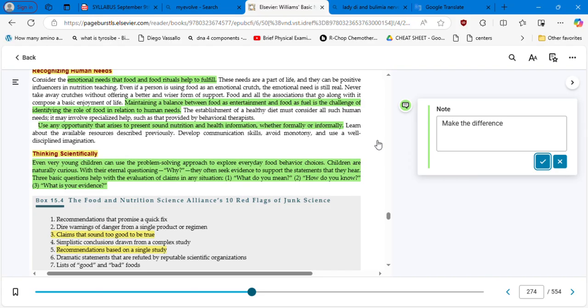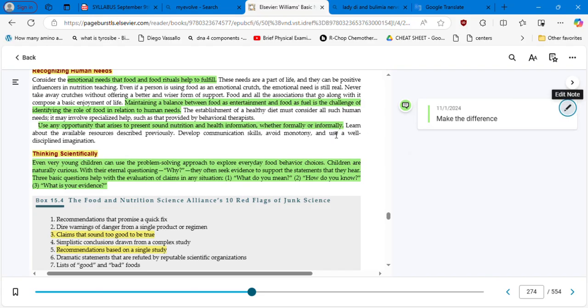Use any opportunity that arises to present sound nutrition and health information, whether formally or informally. I've seen many of you, the students, who are snacking before exams, and I see you drinking sodas and eating French fries, snacks, different types of snacks, right, that are not healthy, just to relieve some anxiety.